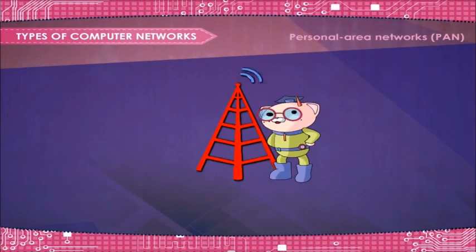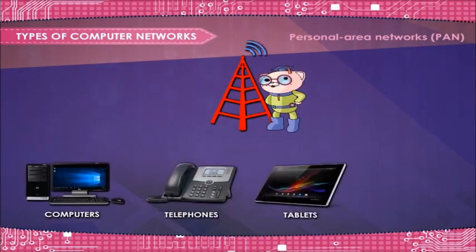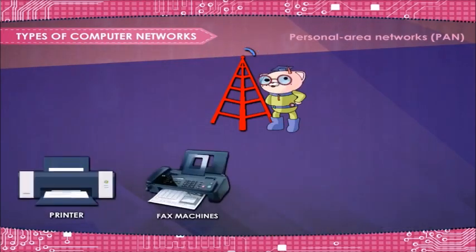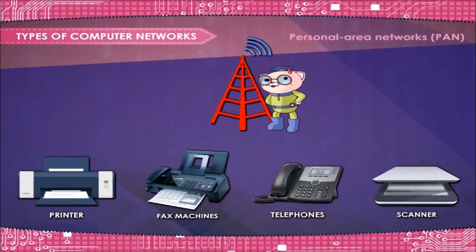Personal area networks or PAN. It is a computer network used for data transmission amongst devices such as computers, telephones, tablets, and personal digital assistants. For example, printer, fax machines, telephones, scanners, etc. are connected through network.